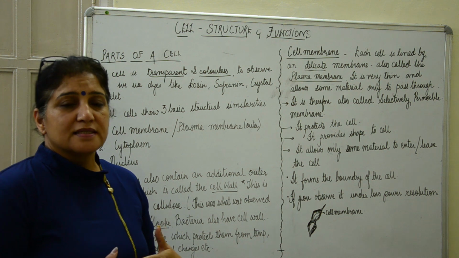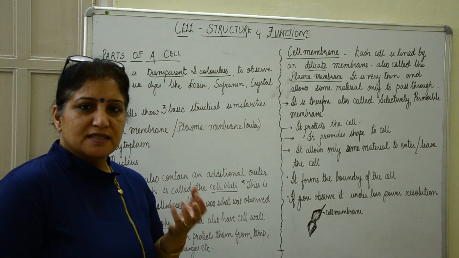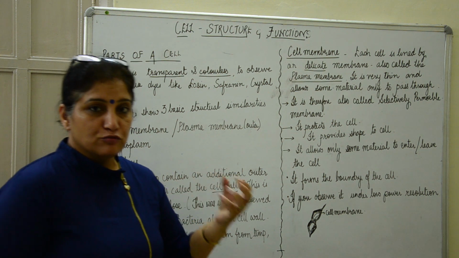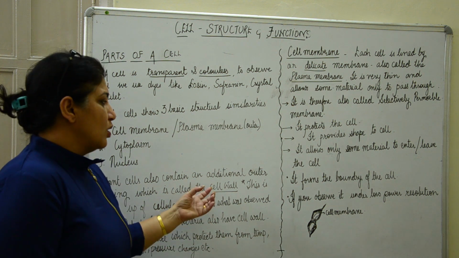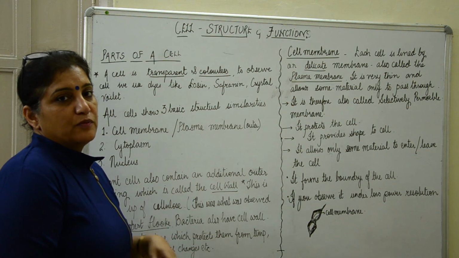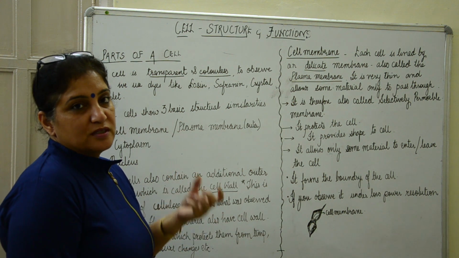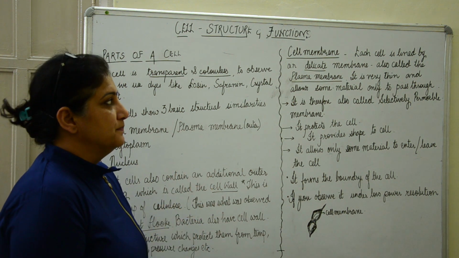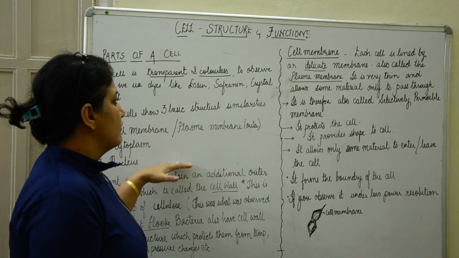You see, animals can still move away from a place because most of them are non-sedentary, they are able to move, but plants are sessile. So this cell wall, which is made up of cellulose, provides them that extra protection and makes the cell of the plant much firmer. Now we will start with these three essential parts of a cell.